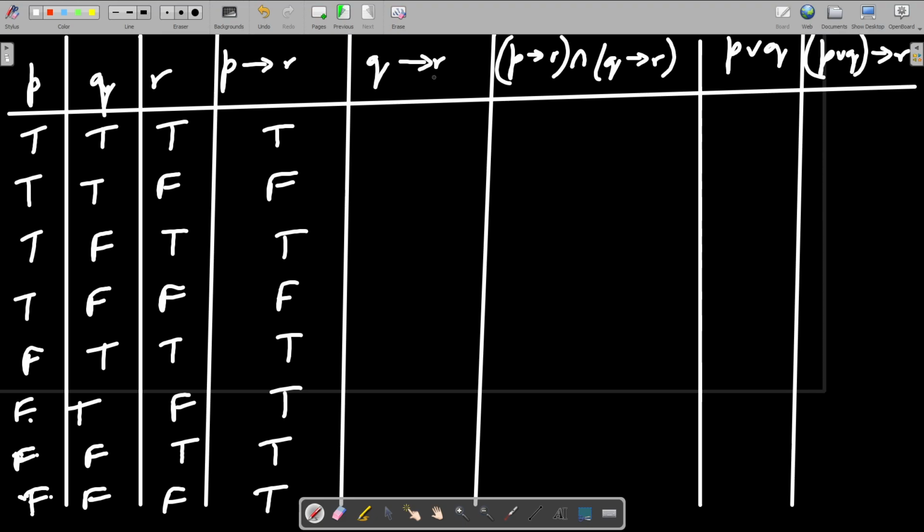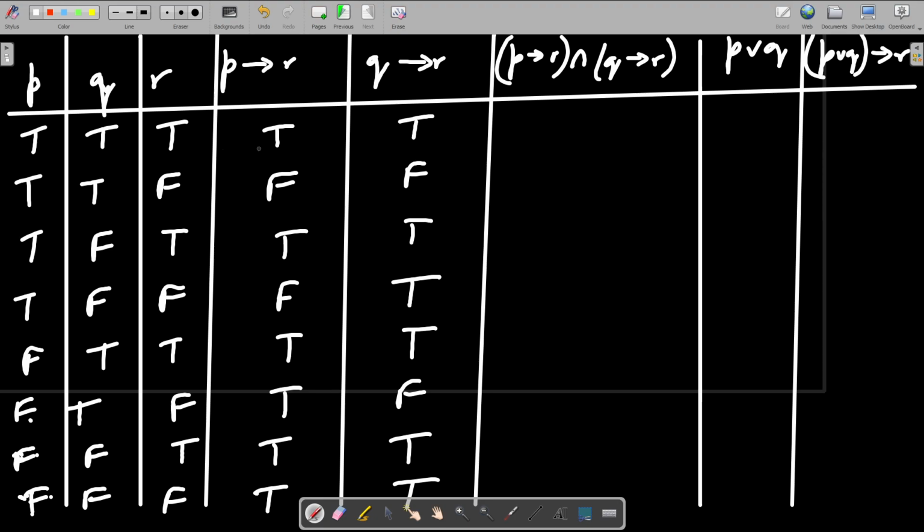Next, Q implies R. When is this true? Always true except for the case when the first one is true and second one is false. So here we have true implies true, so it should be true. True implies false, this should be false. False implies true, that is true. False implies false, true. True implies true, true. True implies false, this should be false. False implies true, true.